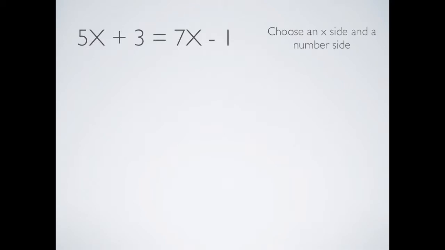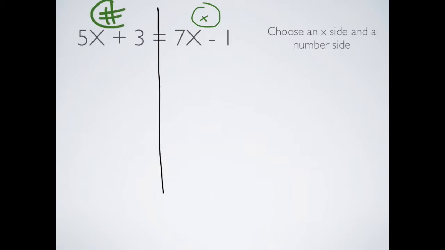The first step in playing Capture the Flag, algebra style, is to decide upon an x side and a number side. We need to know where to put the flags. The x side should be the side that has more x's. For instance, the right side has 7 x's, so it wins the battle. It gets to be the x side. The other side becomes the number side by default.